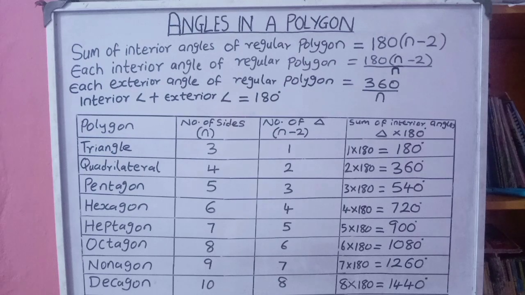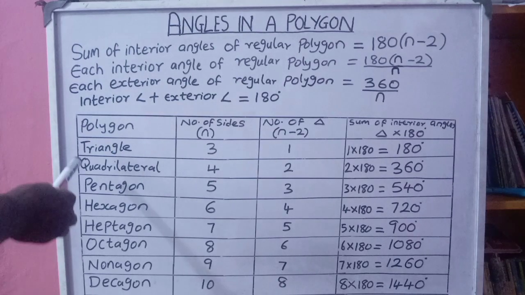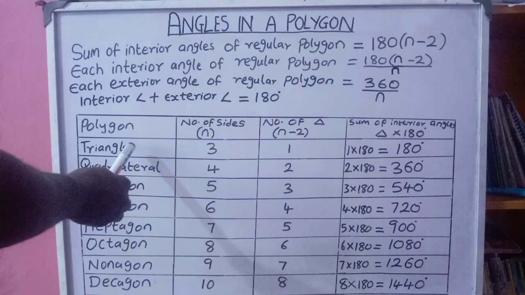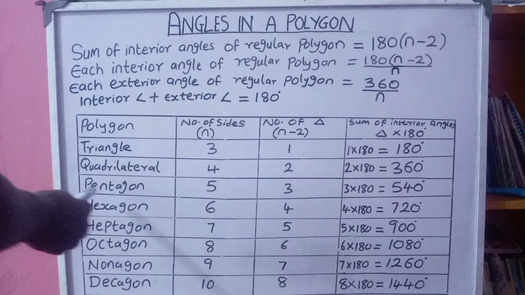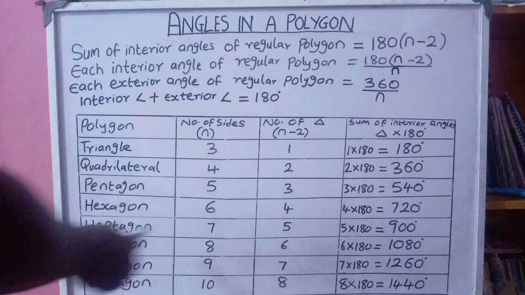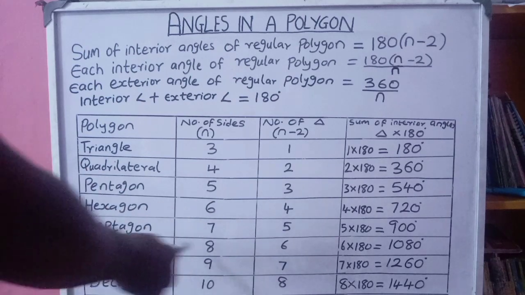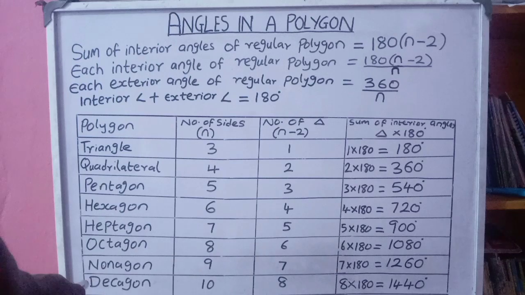We have various kinds of examples of polygons here. The smallest of them all is a triangle. A triangle has 3 sides, quadrilateral 4 sides, pentagon 5 sides, hexagon 6 sides, heptagon 7 sides, octagon 8 sides, nonagon 9 sides, and decagon 10 sides.